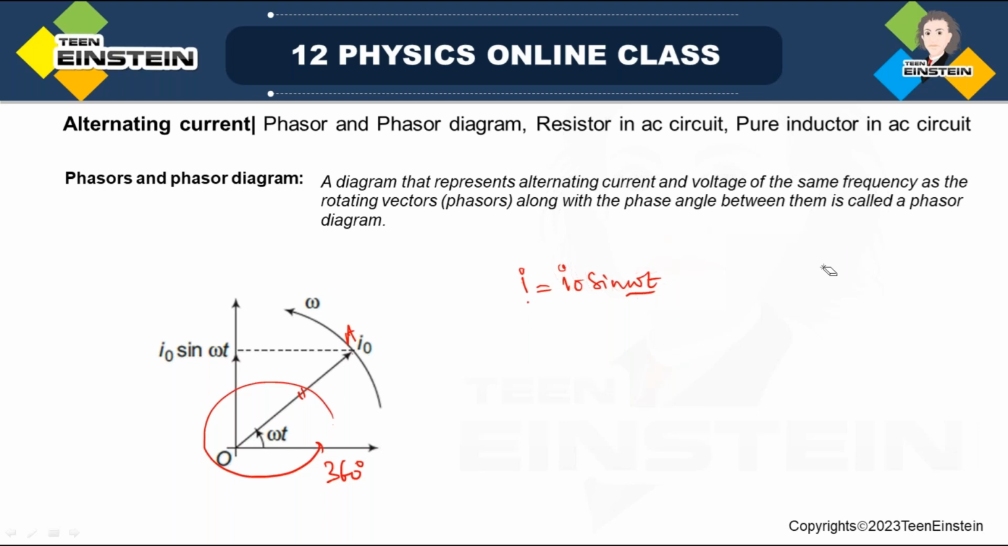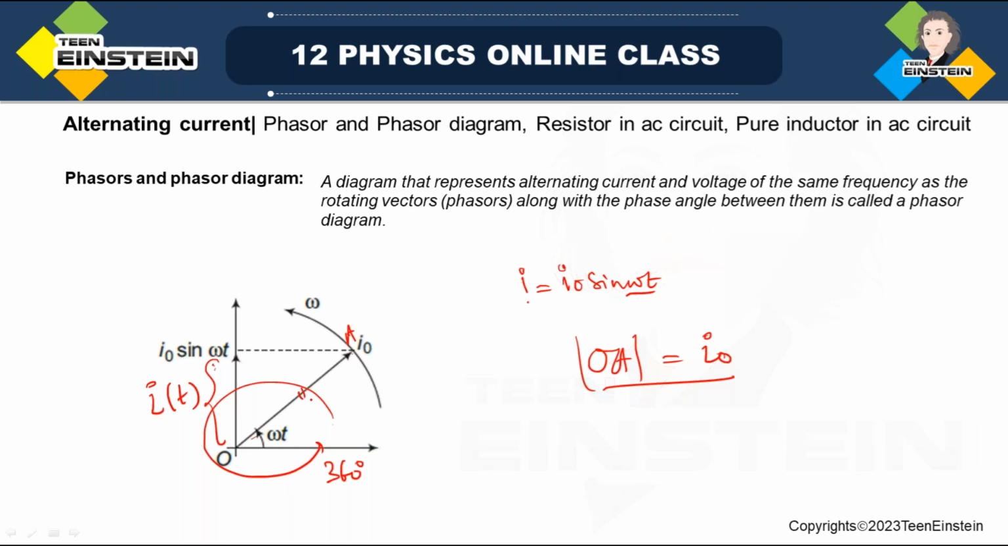Fine. So if I want to represent this alternating current with a rotating vector, then I have to choose a rotating vector in such a way that the magnitude of this vector, suppose this OA, gives the value of I0. And if we take the projection of this rotating vector OA on the vertical axis, it will give you the instantaneous value. As you see, this much is the instantaneous value.